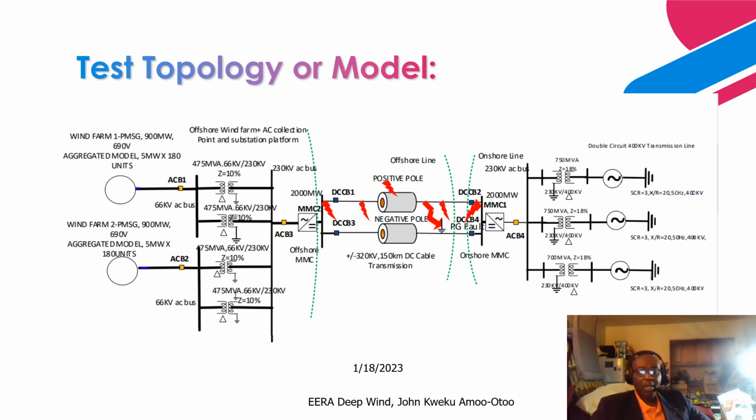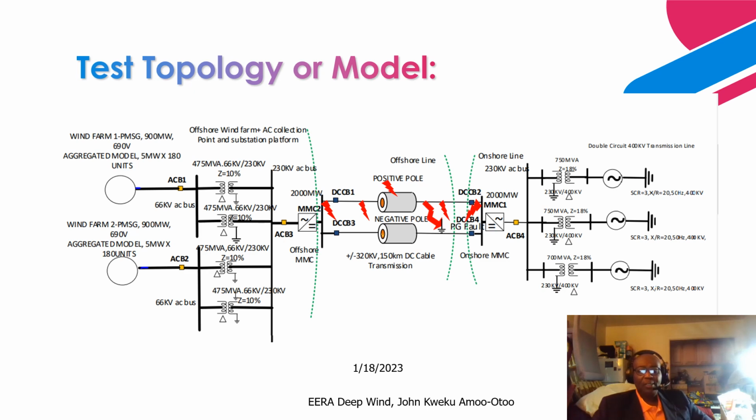On the onshore MMC converter, that is rated at 2000 megawatts, it converts the DC voltage to an AC voltage equivalent, to achieve a 230 kV AC bus. The 230 kV AC bus is integrated to a transmission level step-up transformer that steps the voltage from 230 kV to 400 kV. This step-up transformer is rated at 750 MVA.